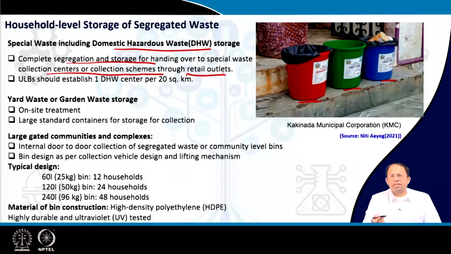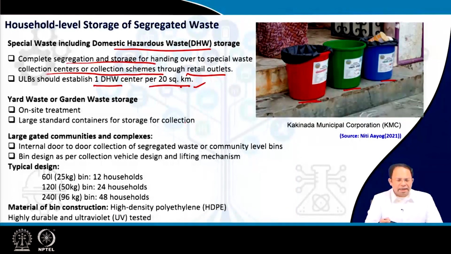We have to either take our waste there, or a collection center can be set up by the municipal body or ULB. The rule is, for every 20 square kilometers, there should be one domestic hazardous waste center. So we have to take our waste to that center and deliver it after certain times, when this container gets filled. That's how we have to handle this domestic hazardous waste.